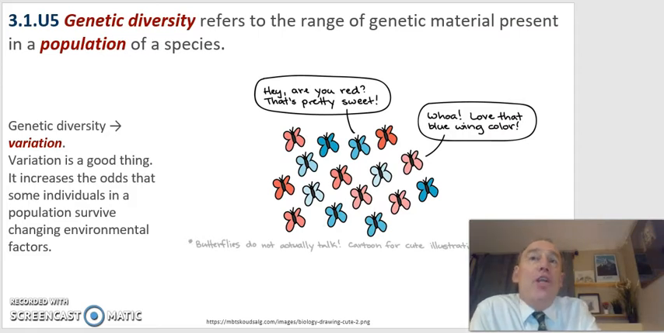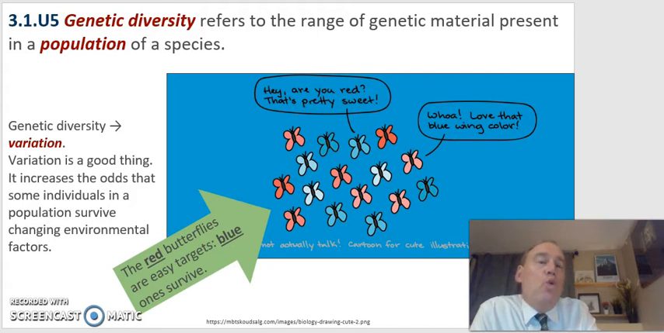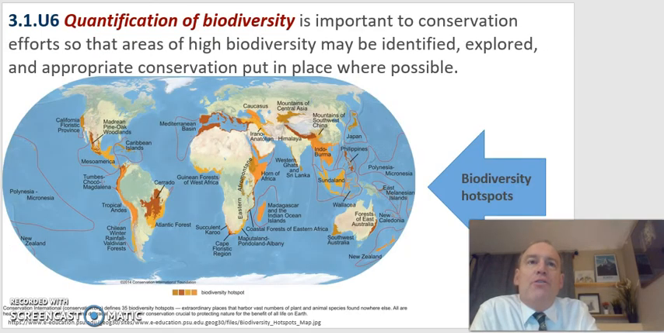Now, how does genetic diversity arise? You can see here that we've got variation within a population. It's a good thing. It increases the odds that some individuals in a population will survive changing environmental factors. Now imagine that the background color changes from white to another color. In this case, the red butterflies will have a competitive advantage as predators will not be able to see them as easily. If the habitat was instead blue, then the blue organisms would have a competitive advantage, and thus they would survive better and pass on their genes.